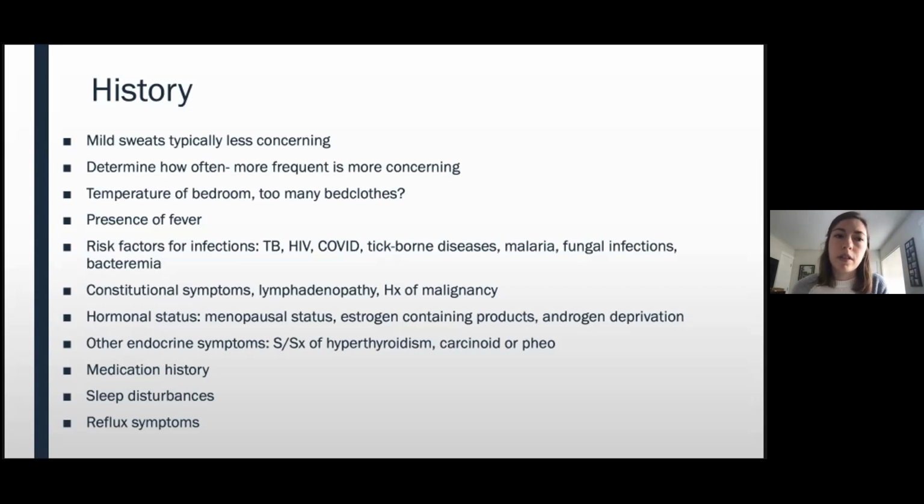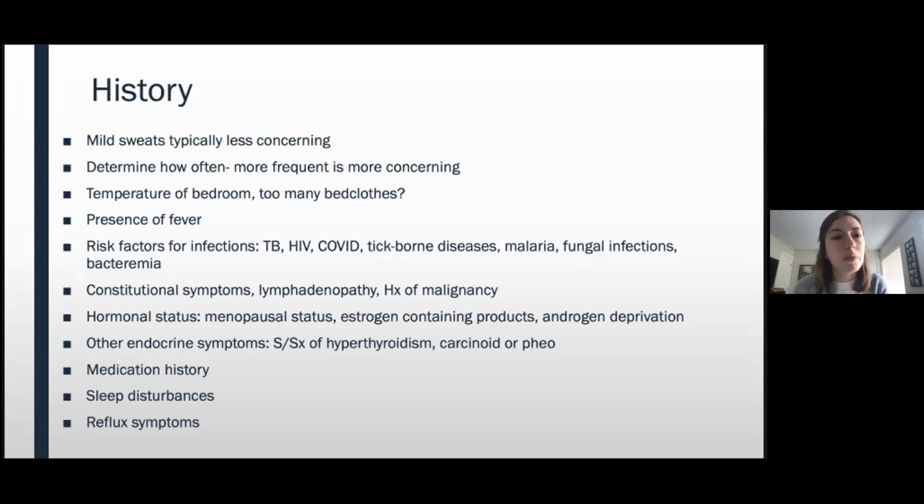You want to ask about risk factors for various infections. Tuberculosis risk factors: if they've ever had a positive TB test, a known exposure, living in an institutionalized setting, experiencing homelessness, or immigrating from an endemic area. You want to ask about HIV risk factors, which we all know: multiple sexual partners, IV drug use, and any symptoms that might point you to HIV, like thrush, diarrhea, or weight loss.